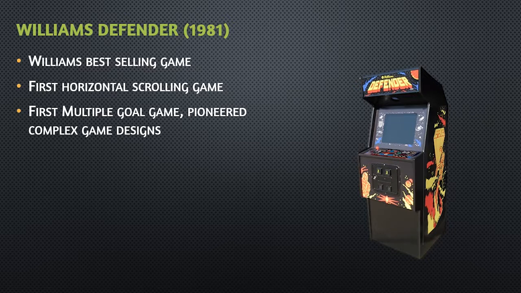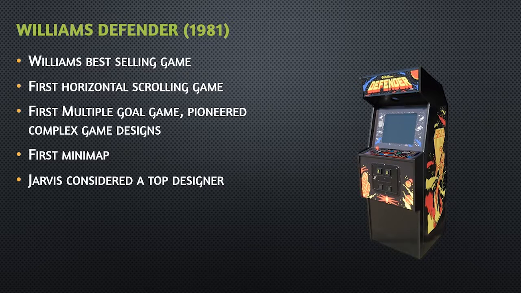And so this normally as a game design would have been shot down, as a designer, like, hey, that's too complicated for players. But now they're like, hey, actually we can explore these multifaceted goals within a game. So it's the first one to do that. It's the first game with a mini-map, so if you're playing Call of Duty or Halo or something, you have mini-maps because of this guy. This guy, Jarvis, is considered one of the top designers. This sold 55,000 units. Like I said, it was their biggest selling thing.